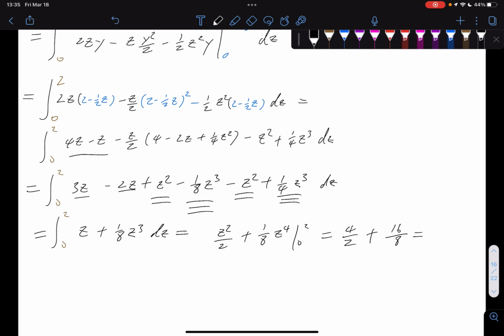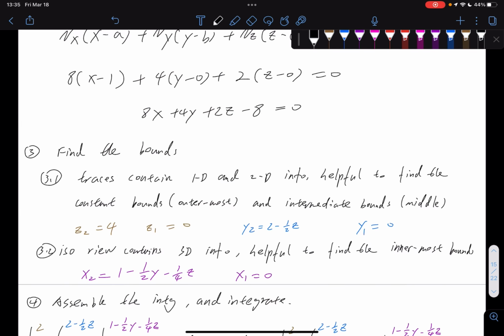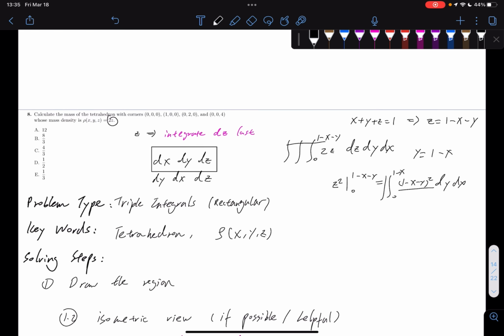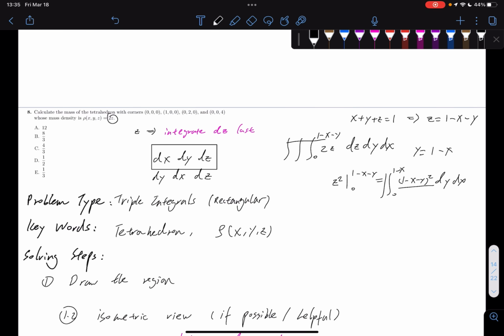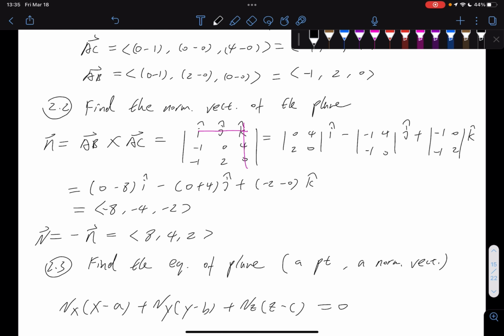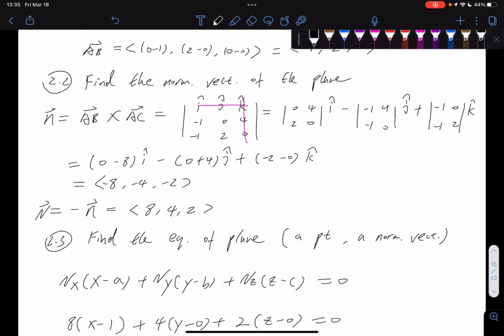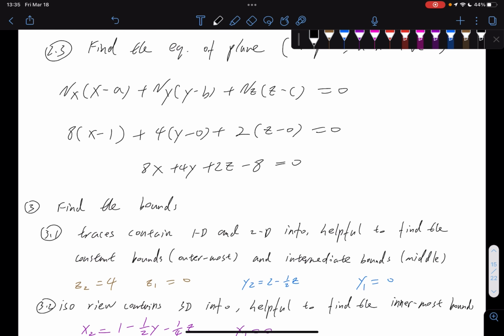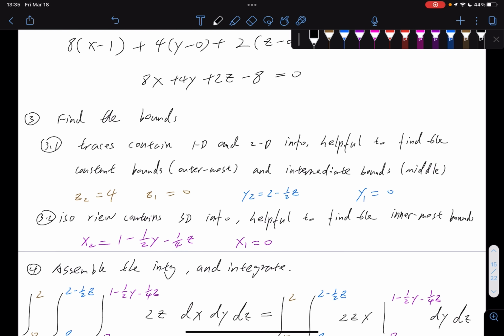The answer is not correct. I don't think so. 16/8, that's 2 plus 2 equals 4. And that's not one of the correct answers anyway. So something is wrong here. Something is wrong. We'll fix it.